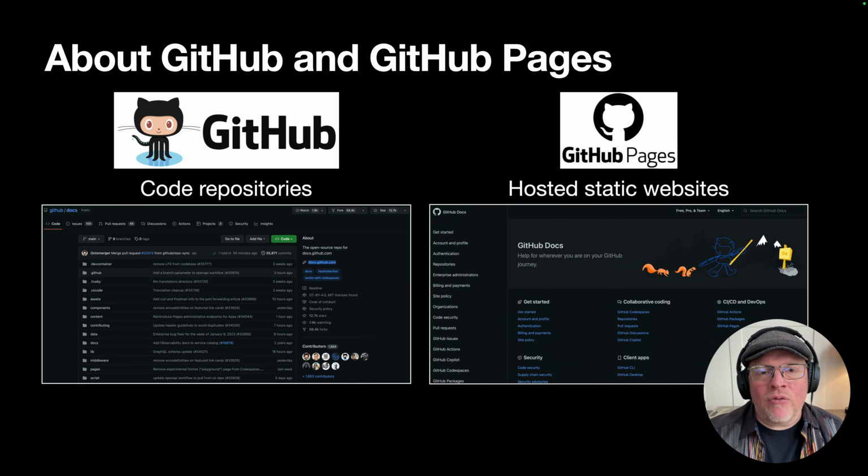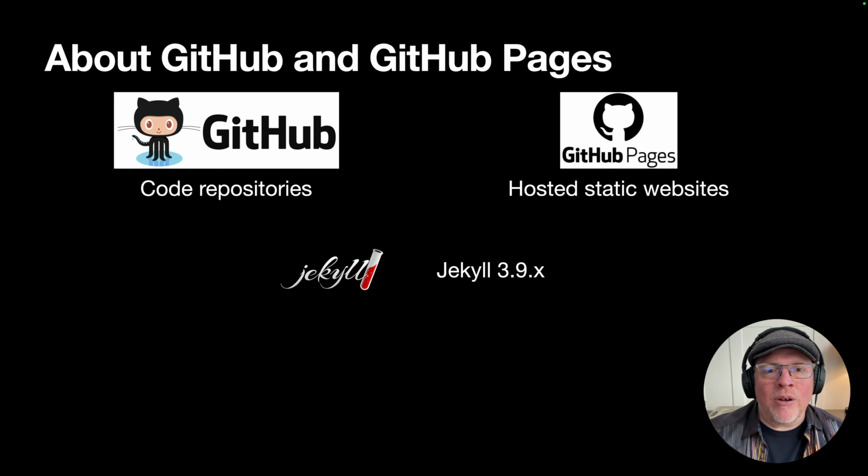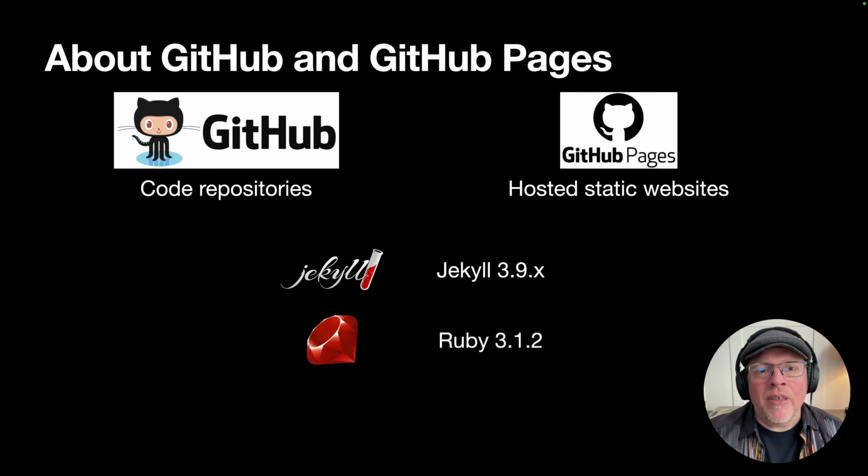Now, GitHub Pages requires very specific versions of software to be installed on your computer. As of the creation of this video, that would be Jekyll 3.9.3, and it would be Ruby at least version 3.1.2. Now, as this video gets older, I'm sure there'll be newer versions, and I actually have created this video so that I can help you understand that if those versions change.